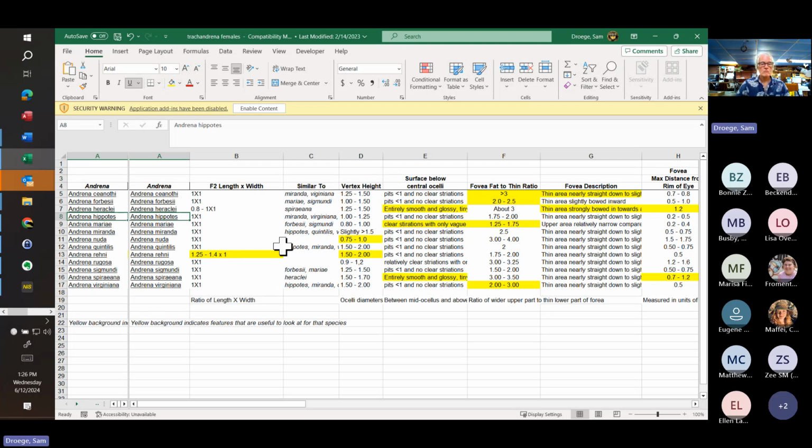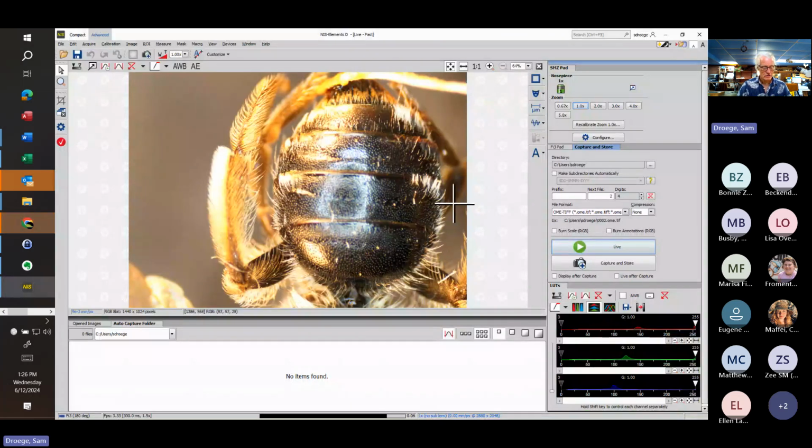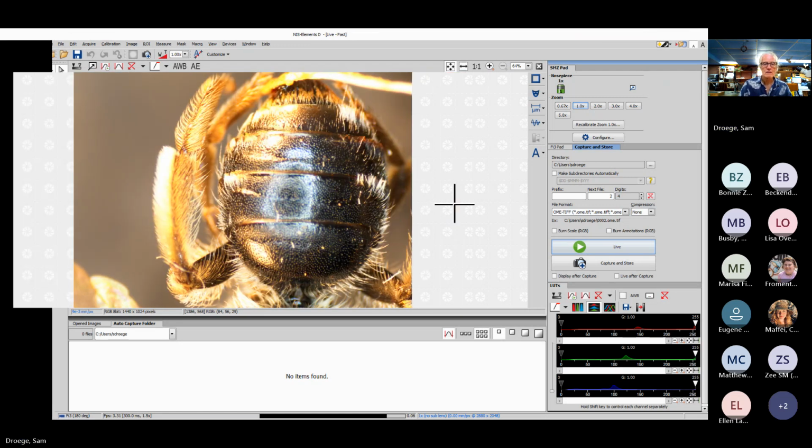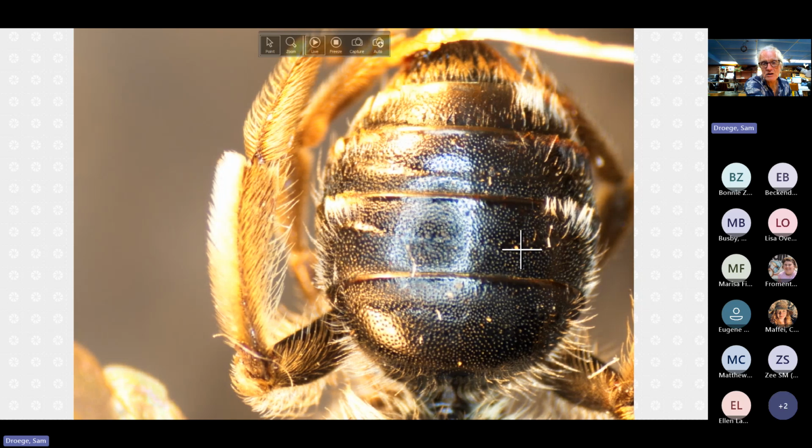Okay, so let's go to Andrena forbesii and see if we can walk through these things. Let's see, where the heck is it? There it is. Okay, so I'm going to put this on full screen. All right, let's see, was it F? There we go. It's walked a little bit in terms of magnification.